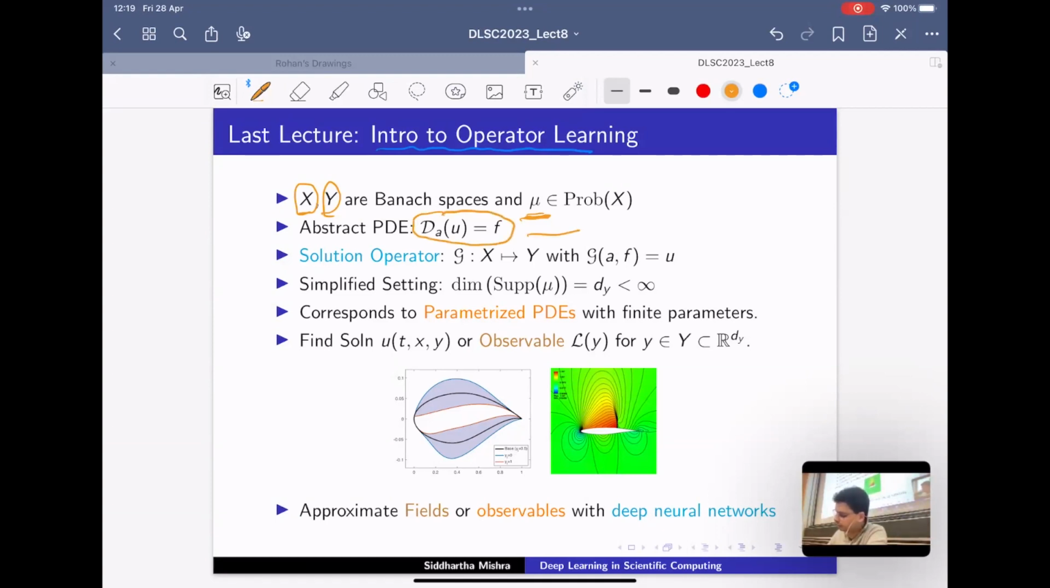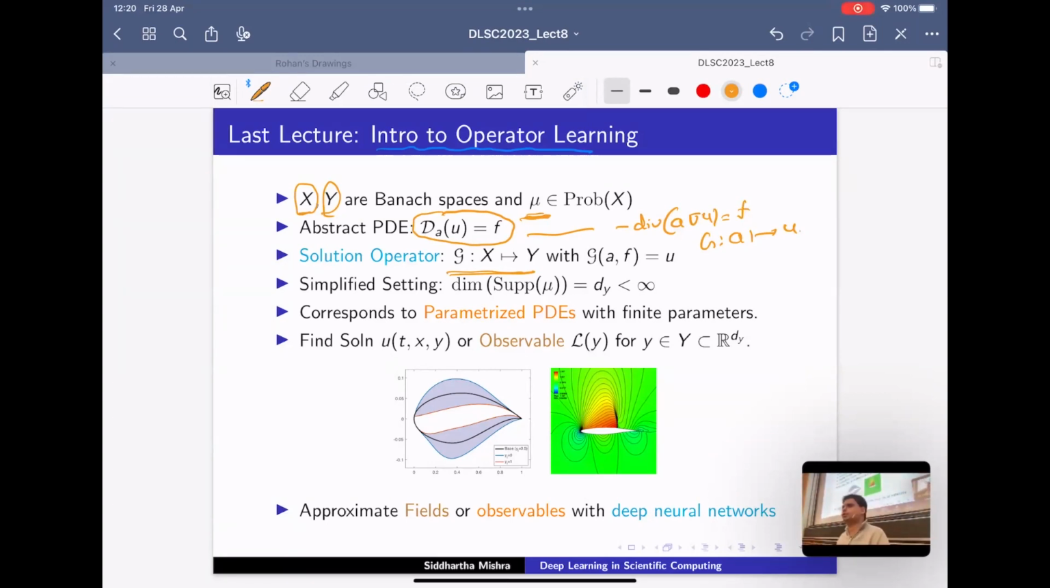So for instance, you could think of minus divergence of a gradient of u equals f. And the solution operator could be, for instance, G, which is a mapping from a to u. Okay, so this is what the solution operator here signifies. It's a mapping between two function spaces. And this is what we wanted to study.